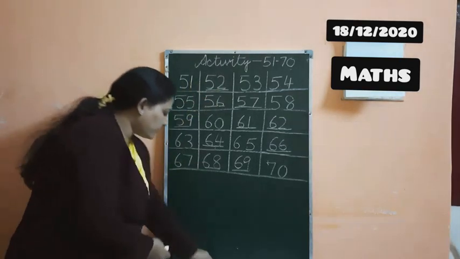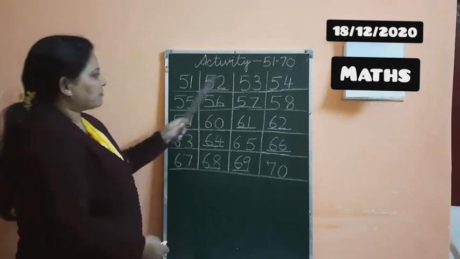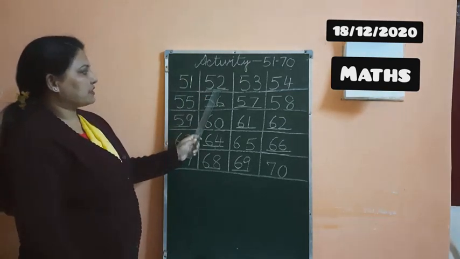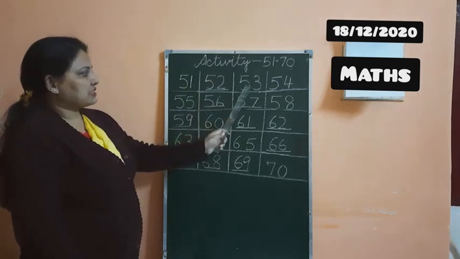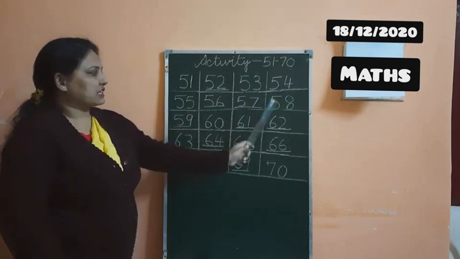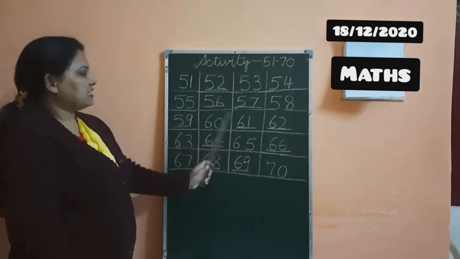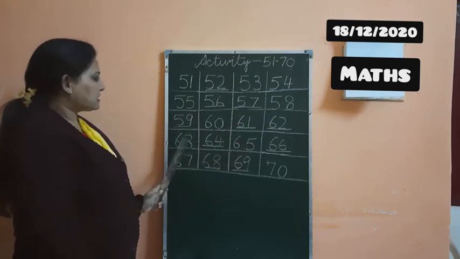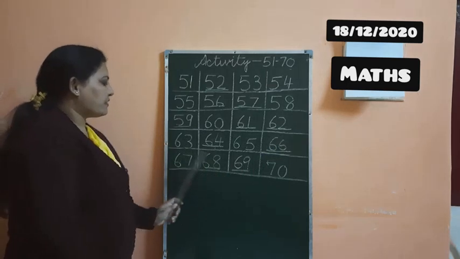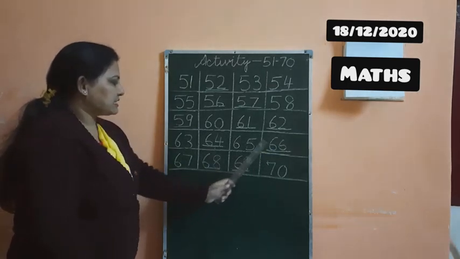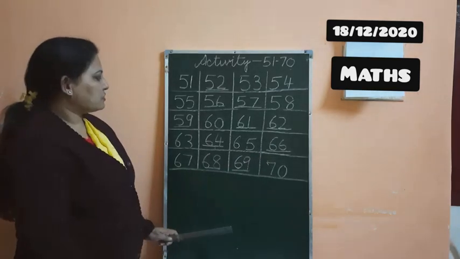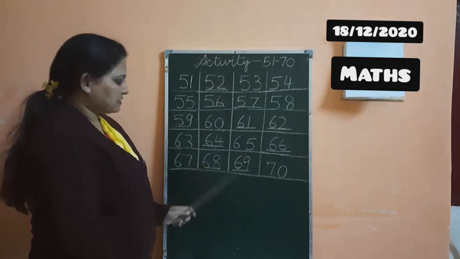Now again we will revise these numbers. 51, 52, 53, 54, 55, 56, 57, 58, 59, 60, 61, 62, 63, 64, 65, 66, 67, 68, 69, 70. So we have finished these numbers, children.